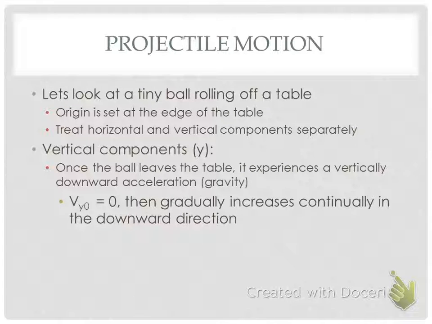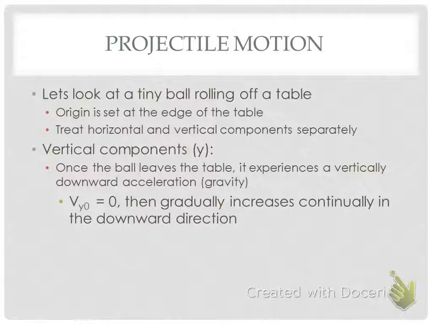Since it doesn't start experiencing that acceleration until it leaves the table, we've got to understand that as something is rolling here and leaves the edge of the table, it has no vertical velocity to begin with. Okay, it starts with a 0 vertical velocity, because at this point it's only moving horizontally. It's moving just off the table, and it's not moving vertically yet. So our v sub y0 would start at 0. Our initial vertical velocity would start at 0.